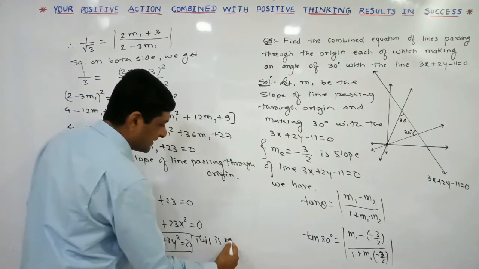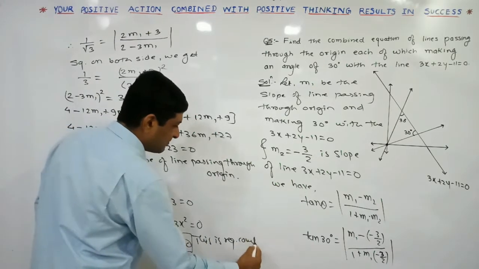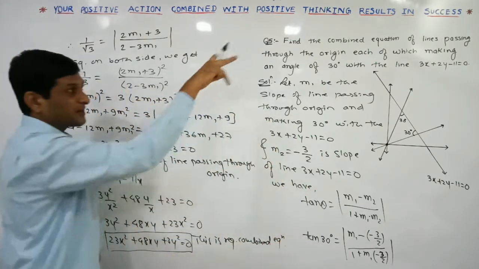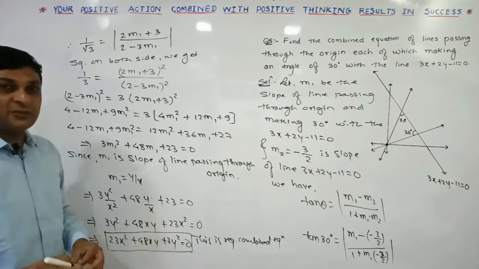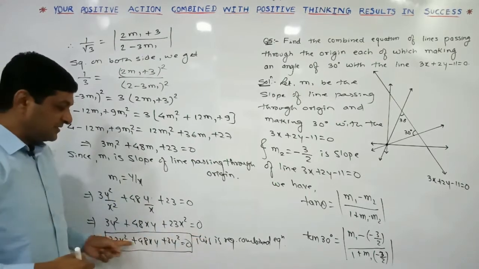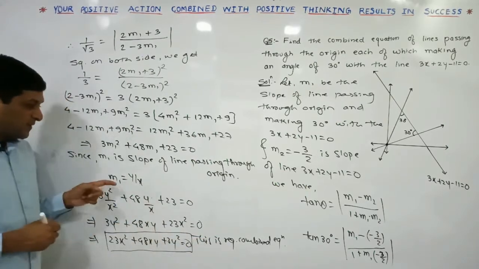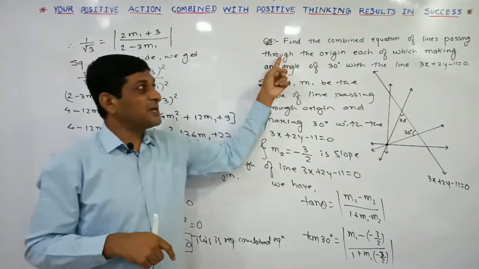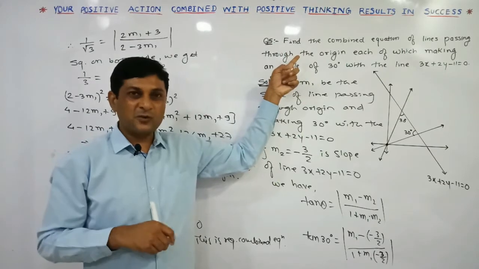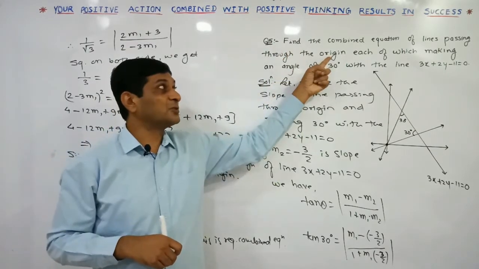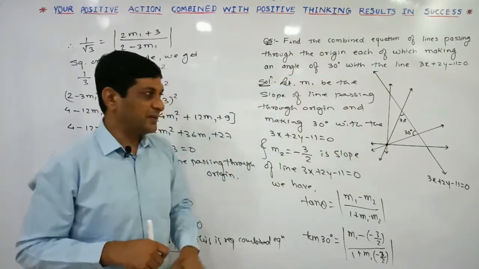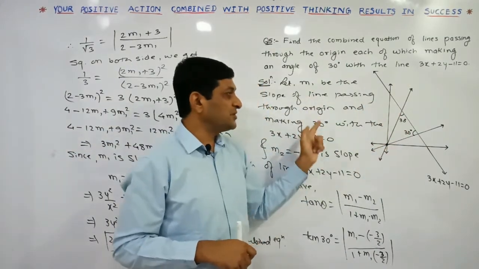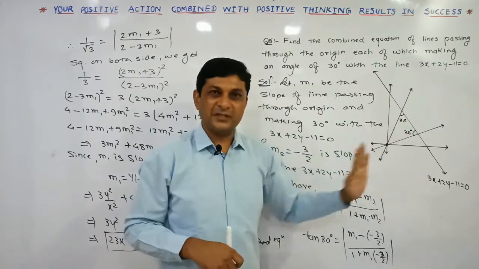This is the required combined equation, and the question is also to find what? The combined equation of a pair of lines passing through the origin. Why are we saying that this is the required combined equation? Because m1 is what? The slope of a line passing through the origin, and we also have to find the combined equation of lines passing through the origin making an angle of 30 degree. Here m1 is the slope of the line passing through the origin and making an angle of what? 30 degree with this line.